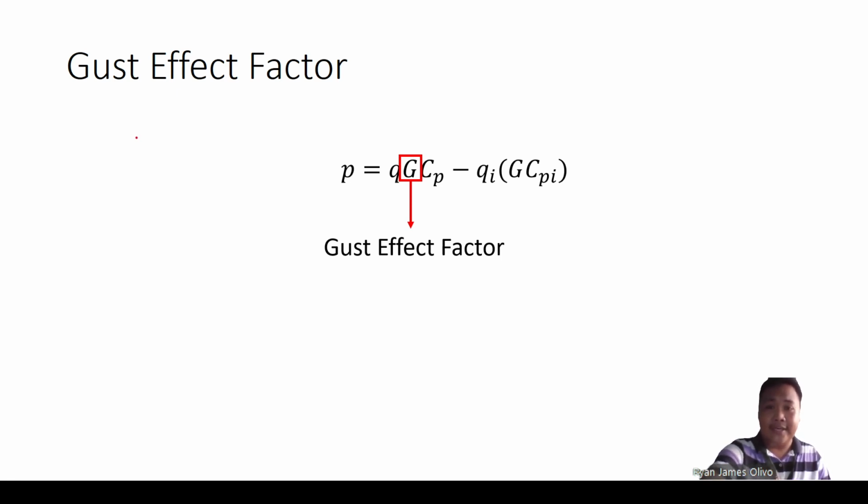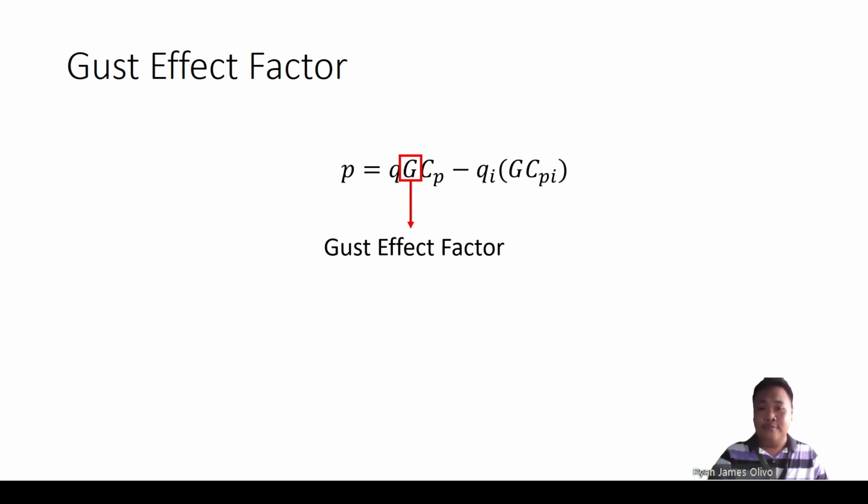The gust effect here for the internal pressure is computed as a whole along with GCpi. So this is not the gust effect factor we are talking about. We will have other lectures about this, especially on the enclosure classification of buildings, like enclosed, partially enclosed, partially open, and open structures. But we will now focus on this letter G, the gust effect factor.